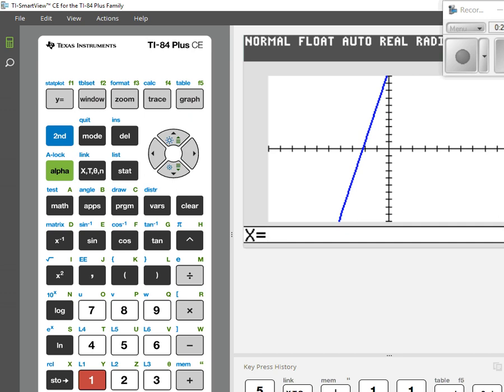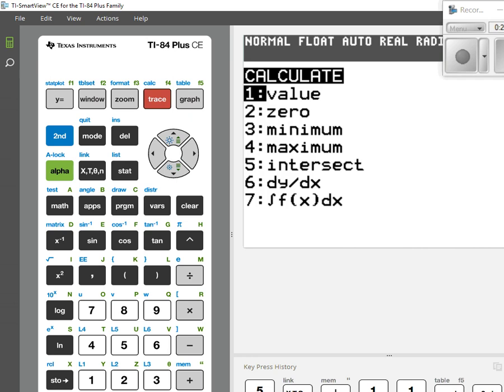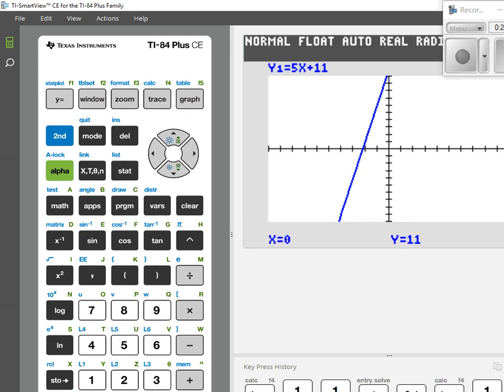So for instance, if I want to know what the y value is when x is, say, 1, I type in 1, enter. Do you see it finds that y is 16? So if I want the y-intercept, I go to calculate, value, and remember algebraically, my y-intercept is when x is 0, so I say x is 0, calculate it. Guess what it is? 11.